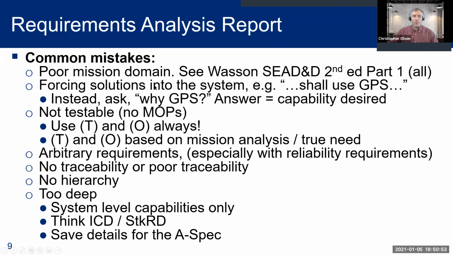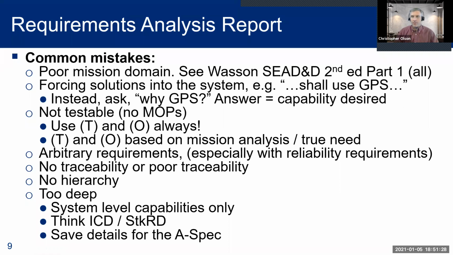Another common mistake is forcing solutions into the system. For example, saying that the system shall use GPS. Why do you need to use GPS? Instead, ask why. Whatever the thing is that you're tempted to put in there that's physical, ask yourself why you want that in there. And the answer is usually the capability that you desire. So why GPS? Because you want to be able to provide location information. So that's the capability. The system shall provide location information, or the system shall be able to provide location information, something like that.